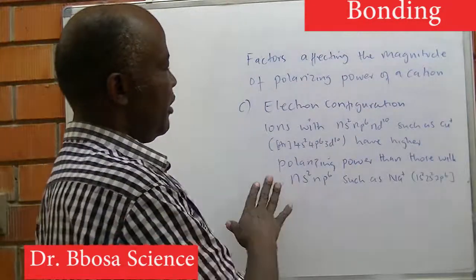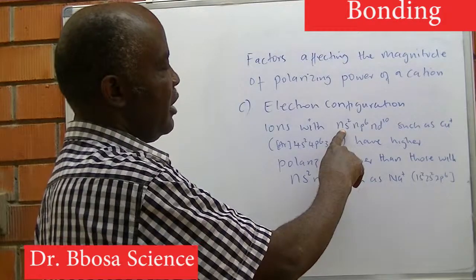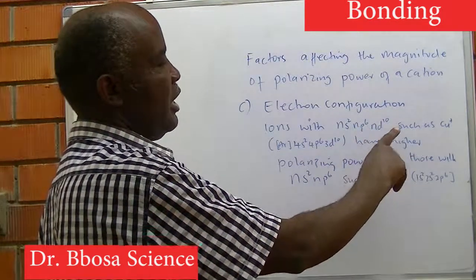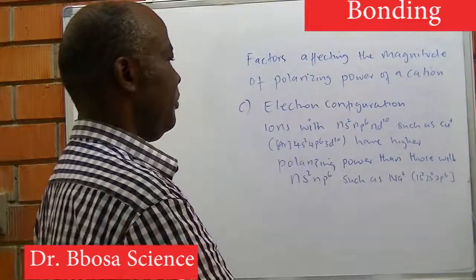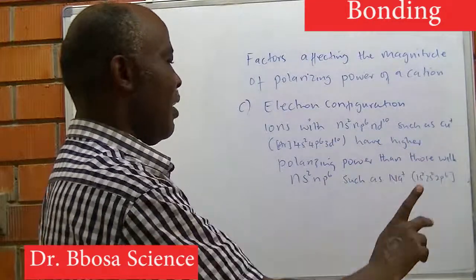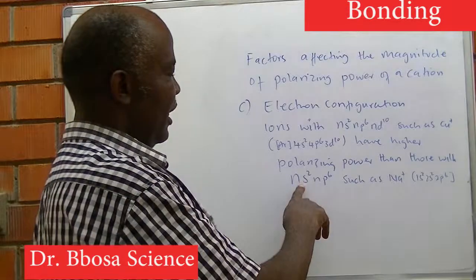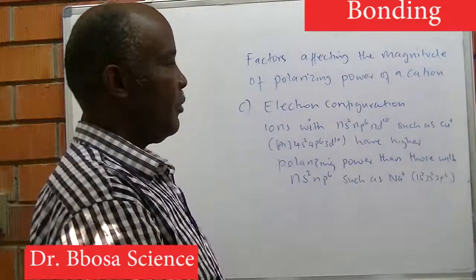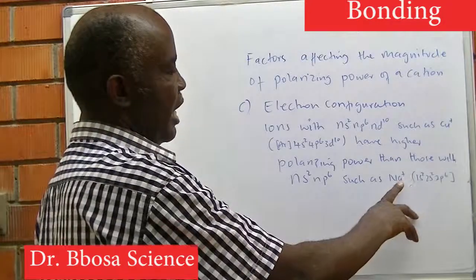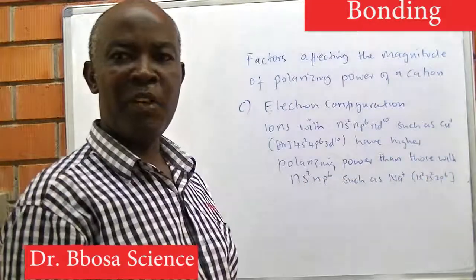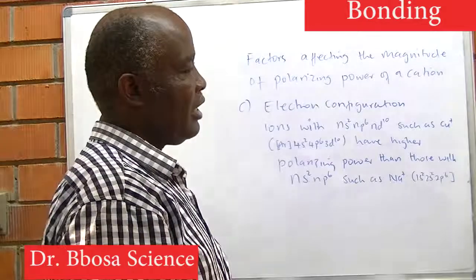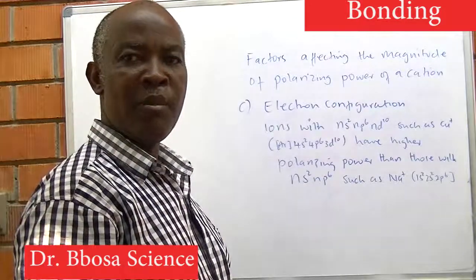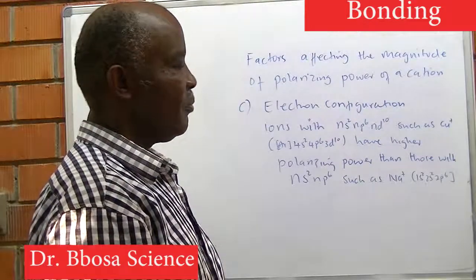C. Electron configuration. Ions with ns2 np6 nd10, such as copper, have higher polarizing power than those with ns2 np6, such as sodium. Sodium ion and the copper ion have the same size and the same charge, but copper chloride is more covalent than sodium chloride.